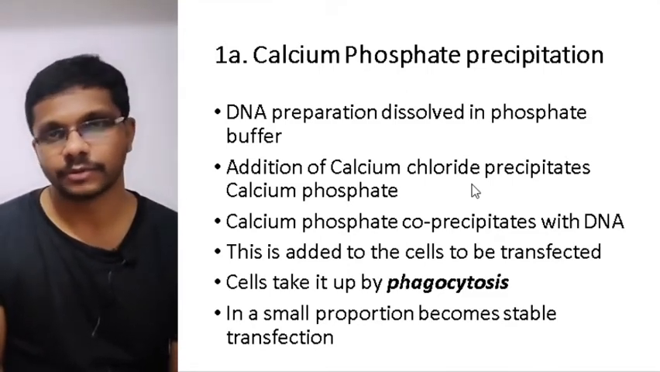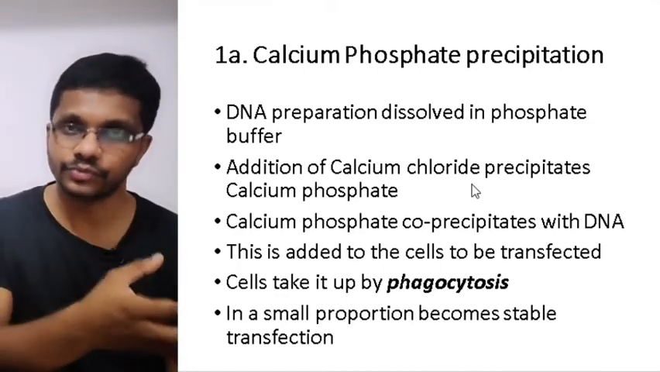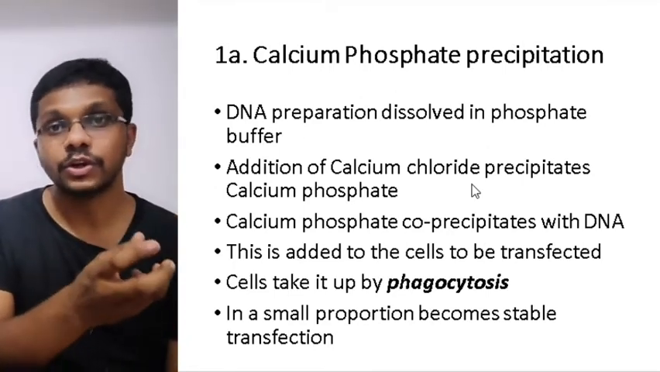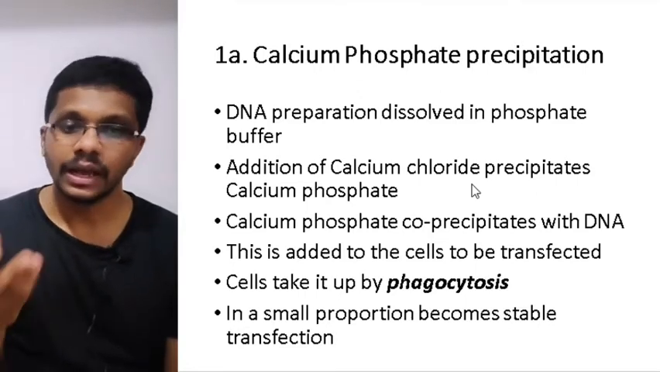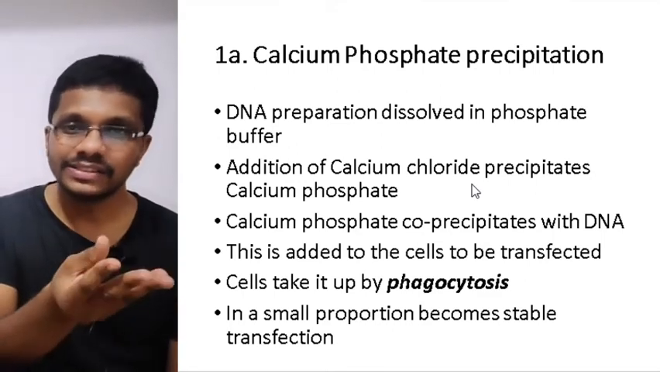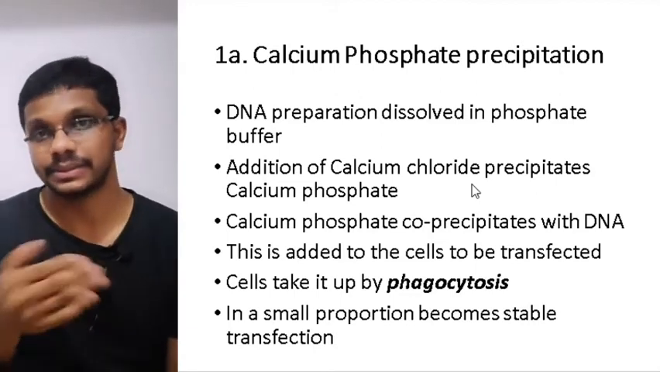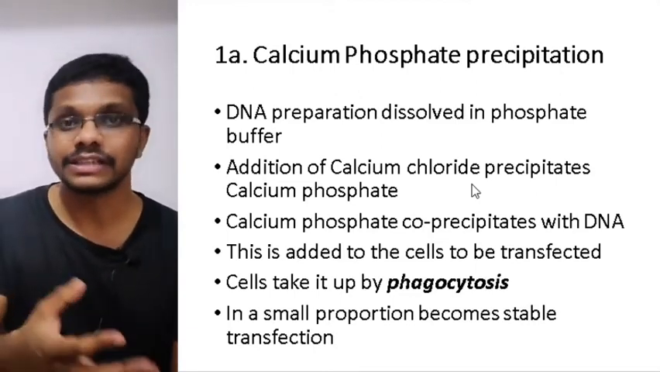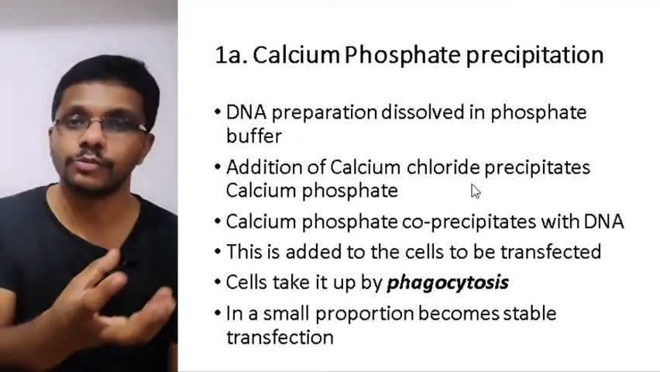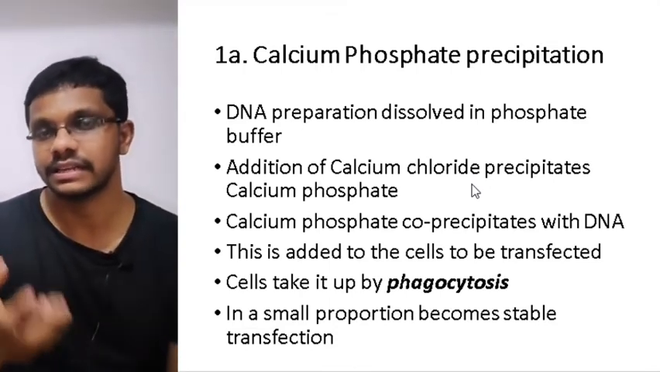When we add the calcium chloride, the calcium from the calcium chloride binds to the phosphate in the phosphate buffer to form calcium phosphate. This calcium phosphate co-precipitates the DNA molecule onto the cell surface of the eukaryotic or animal cells. Once it is on the surface, the cell will take up the precipitated DNA using phagocytosis. As we know, animal cells are able to phagocytose, so by phagocytosis the DNA will get inside the cell.